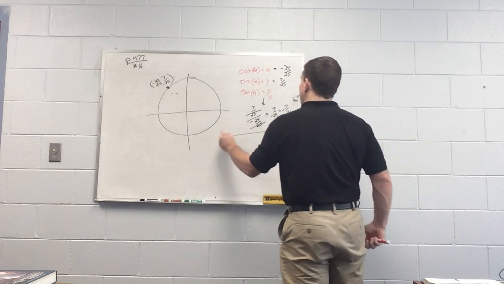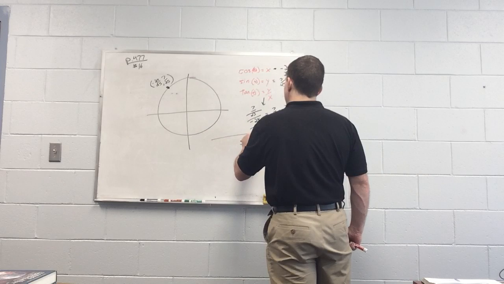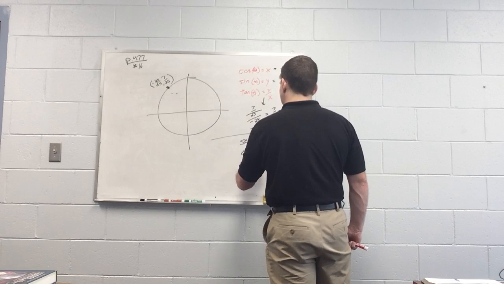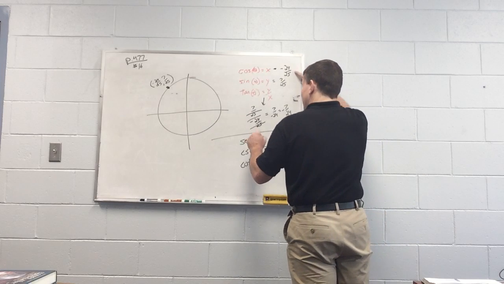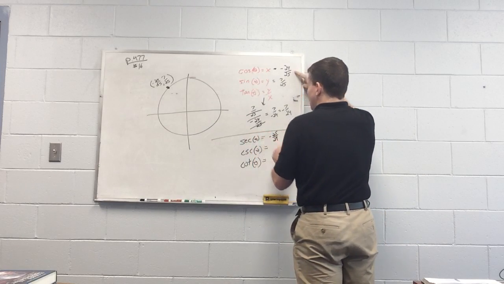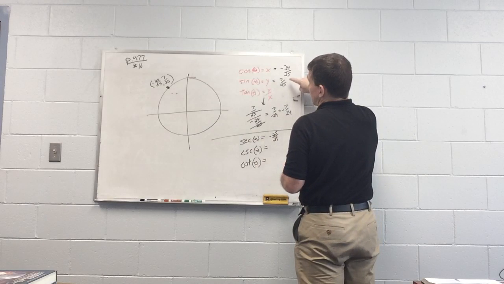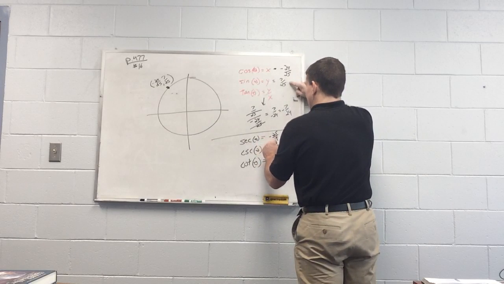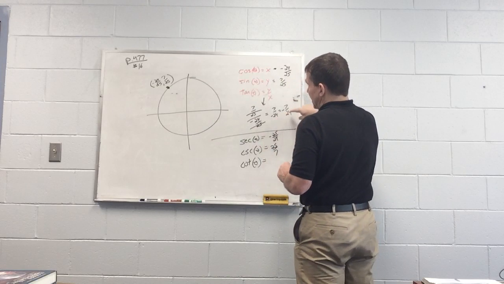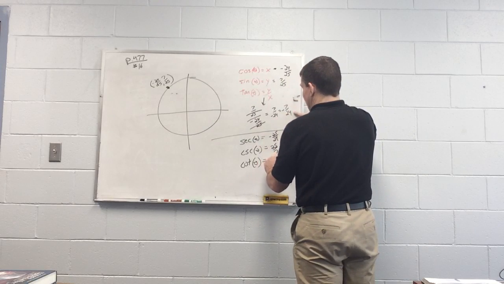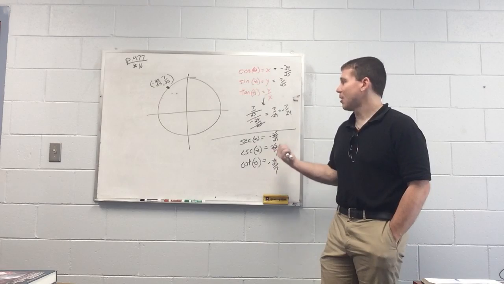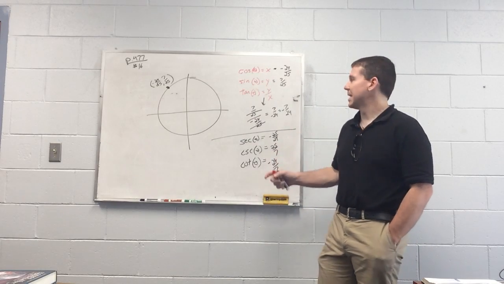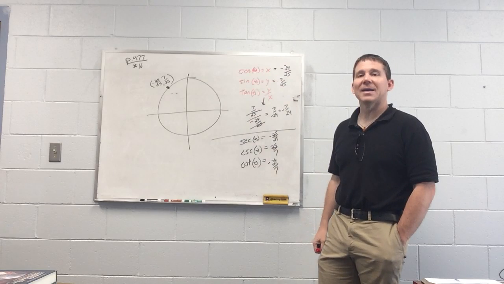If I want to find the reciprocal ones, we have secant theta, cosecant theta, and cotangent theta. But these are just reciprocals. Secant's reciprocal of cosine. Cosine's negative 24 over 25, so this is negative 25 over 24. Cosecant is reciprocal of sine, so instead of 7 over 25, it's 25 over 7. Cotangent is the reciprocal of tangent, so it's negative 24 over 7. And again, the point being, I'm not putting much thought into this at all. I'm literally just saying cosine is the x, sine is the y, and I'm done.